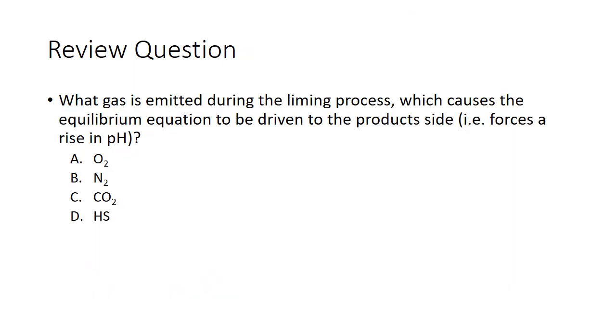All right, so I have a review question for you. This was covered in our previous lecture, but I just want to get you back in this mindset of how lime works. What gas is emitted during the liming process, which causes the equilibrium equations to be driven to the product side, i.e. forces a rise in pH? Oxygen, nitrogen, carbon dioxide, hydrogen sulfide.